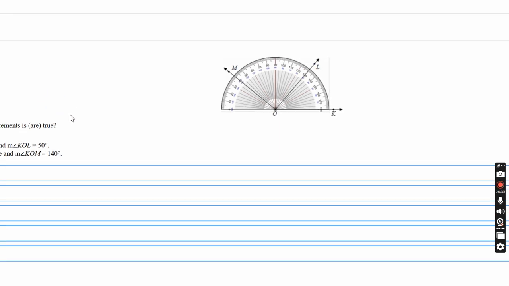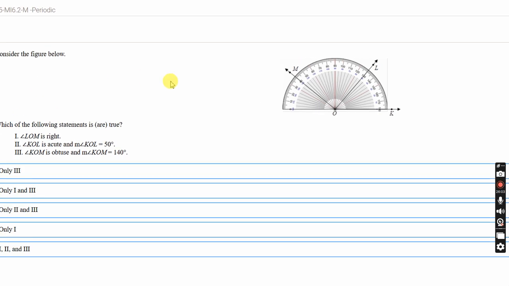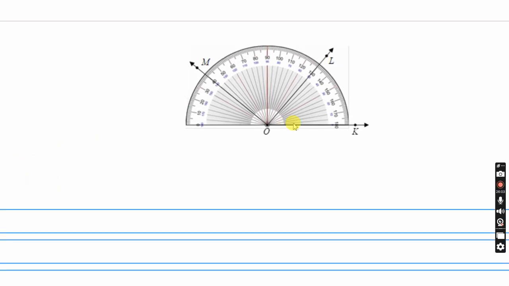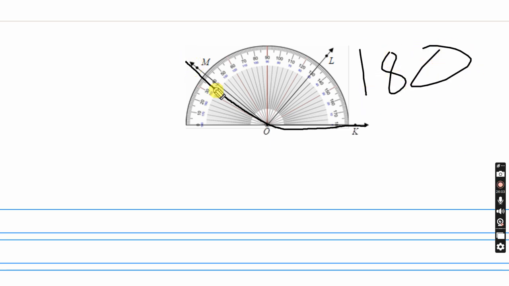KOM, I'll just read it out for you because I know you cannot see it from the screen. Okay, now you can. KOM is obtuse and KOM is 140. So what is KOM? KOM is all of this, right? So what is that? 180 minus 40, which is 140.